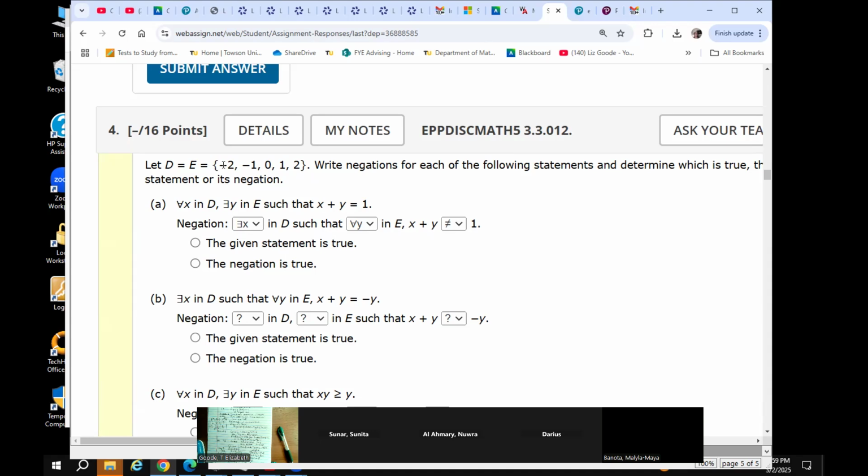Well, let's just start checking. When x is -2, is there a value y in here such that -2 plus y equals 1? What would we have to add to -2? If x was -2, that's the first of the x in D. What would y have to be so that -2 plus y equals 1? Like the positive 2? That would equal 0. Oh, no, we have to get 1 in this one.